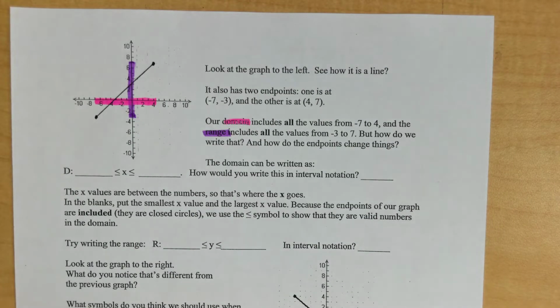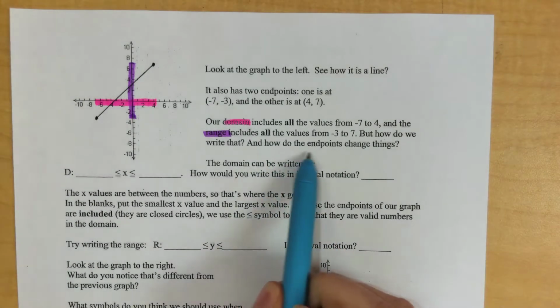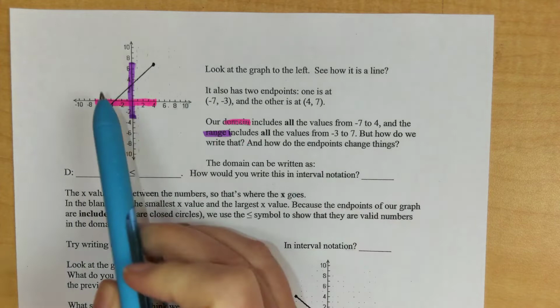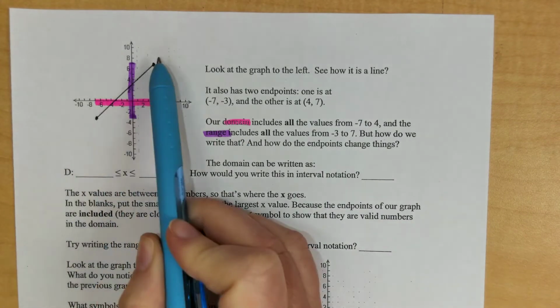All right, so the question is, how do we write that? How do we write every possible number in between -7 and 4? We can't list them all like we did in the discrete. Instead, we're going to have to do something to represent all of that. The best way to do that is using our interval notation and our inequalities. Now, the other part of this question is, how do the endpoints change things? Here, you'll notice we have a closed circle.